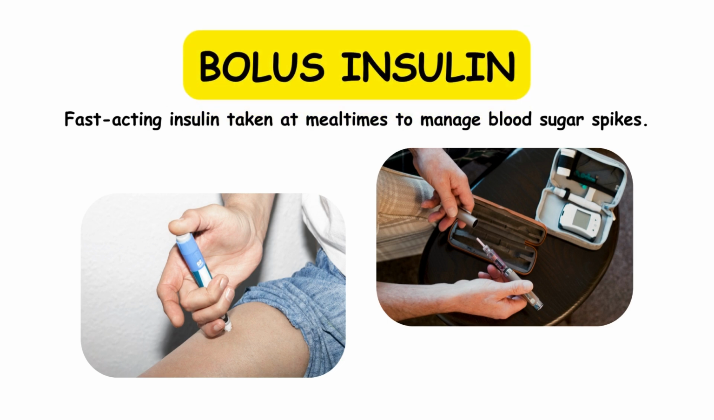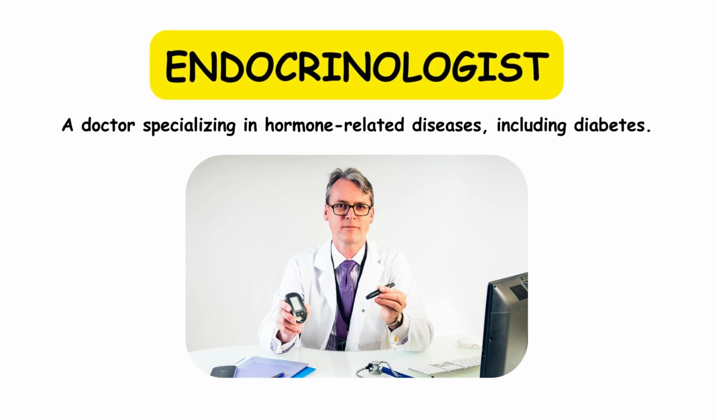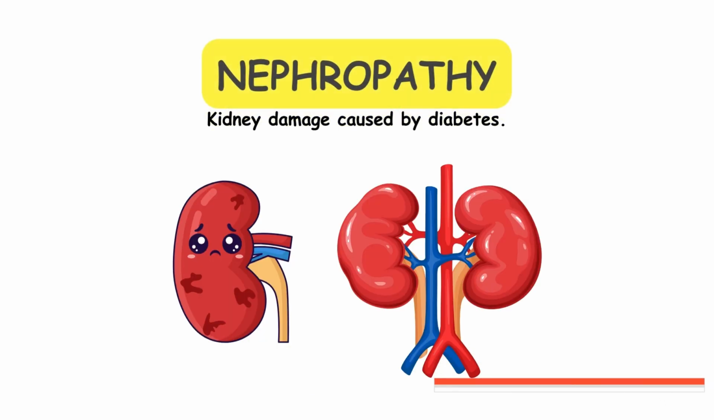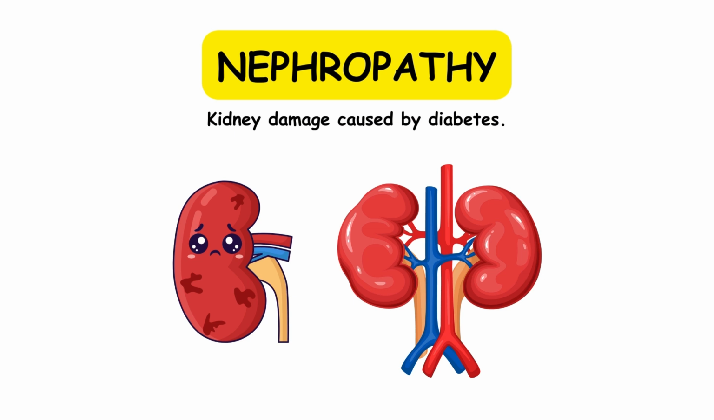Bolus insulin, fast-acting insulin taken at mealtimes to manage blood sugar spikes. Endocrinologist. A doctor specializing in hormone-related diseases, including diabetes. Diabetic retinopathy. Damage to the blood vessels in the retina due to diabetes. Nephropathy. Kidney damage caused by diabetes.